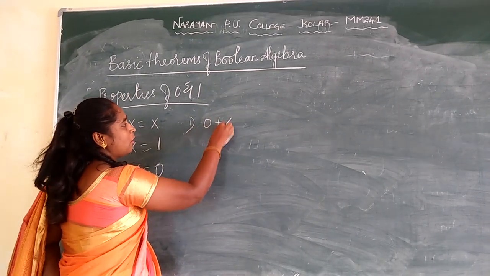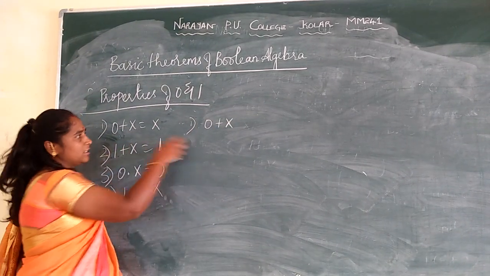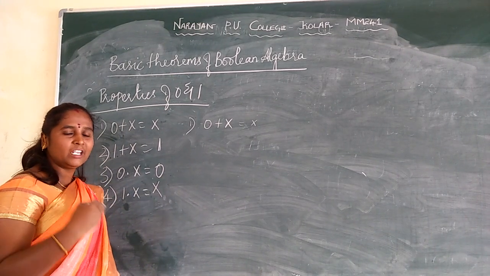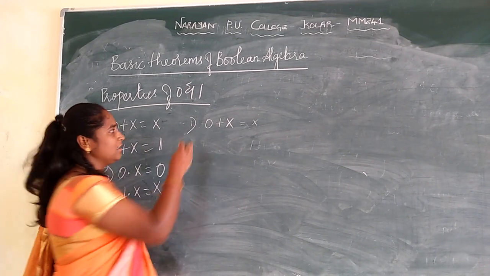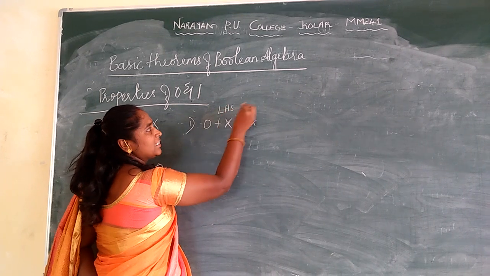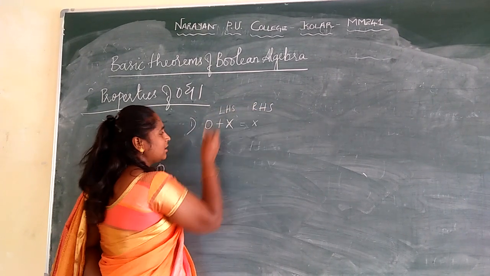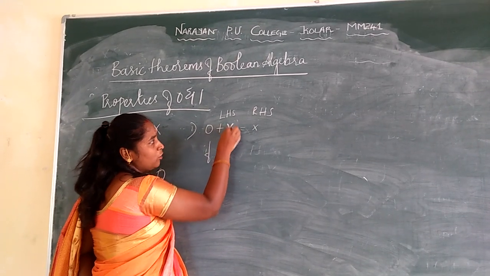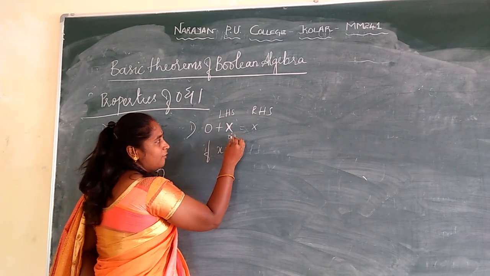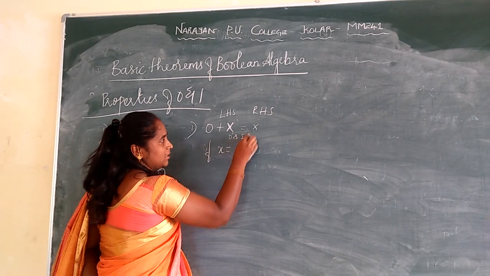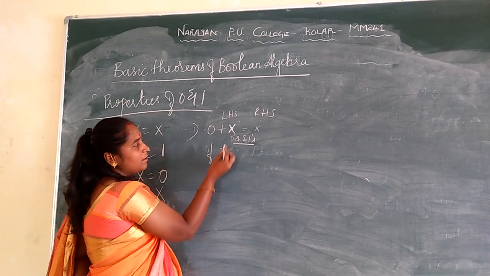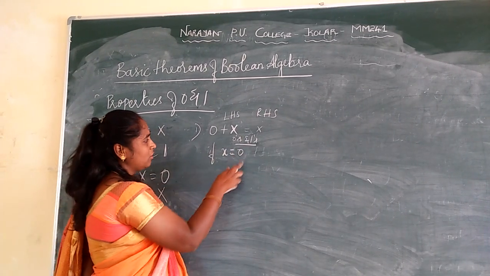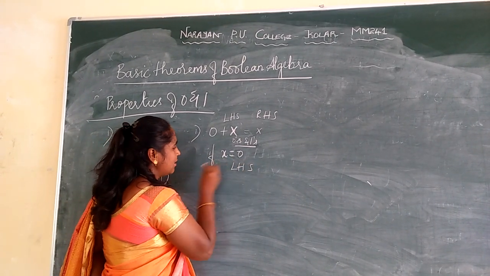You are going to prove the theorem 0 plus x is equal to x. How are you going to prove the theorems? By substituting the values of zeros and ones. Consider this as the LHS and this as the RHS. For every variable you are going to substitute zeros and ones. In place of x, first time x is equal to 0. Consider your LHS.